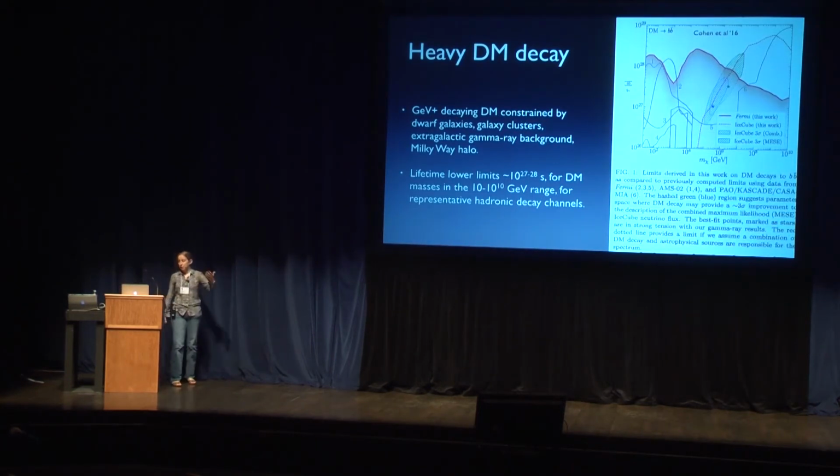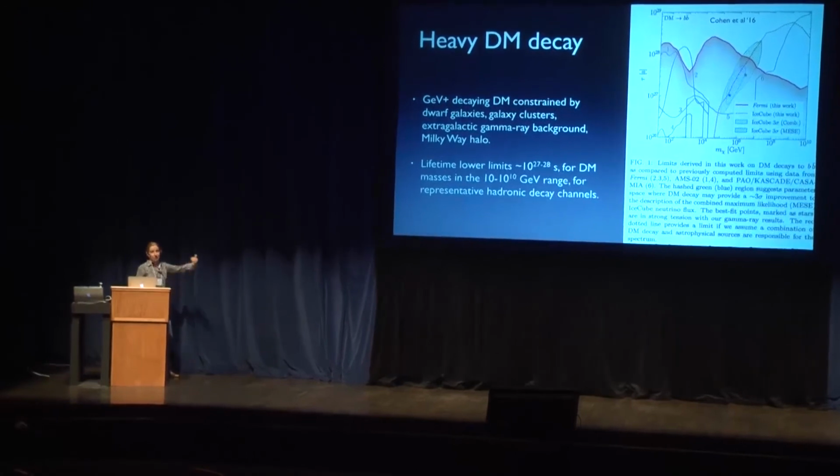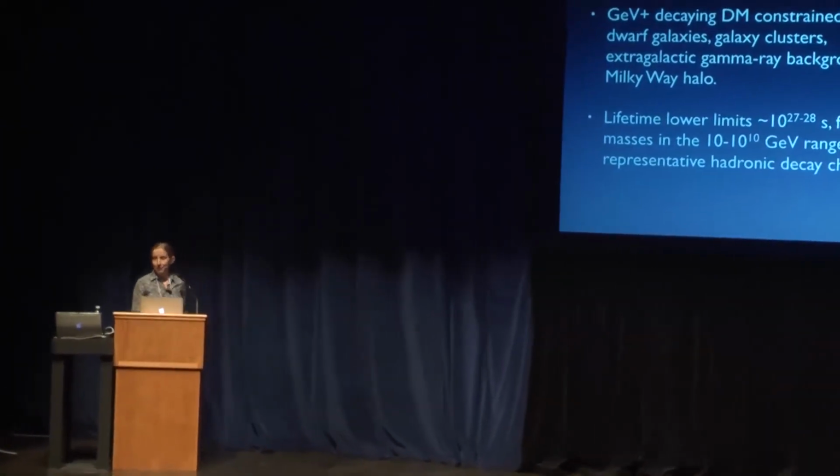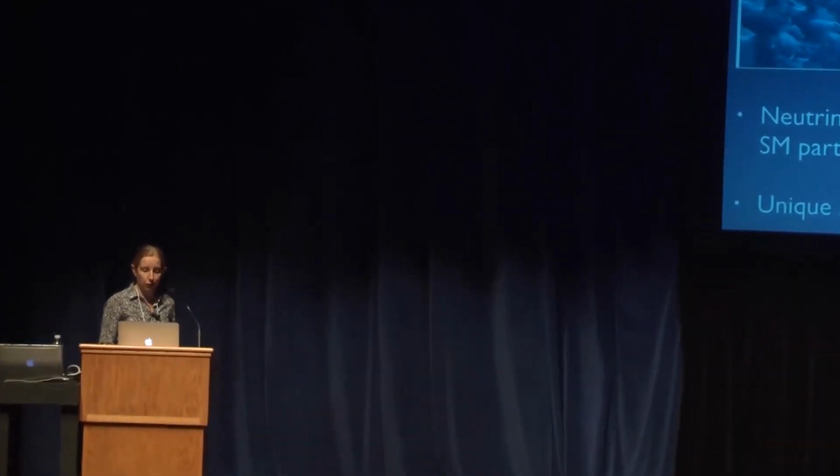If we now move up into the WIMP region again and ask what it would look like if a WIMP was decaying, there's a recent analysis by Cohen et al., which summarizes a lot of different limits, and essentially they show that you can rule out lifetimes of 10^27 to 10^28 seconds for dark matter masses in the range from about 10 GeV up to 10^10 GeV. So heavy dark matter, if it decays at all, is doing so pretty slowly.